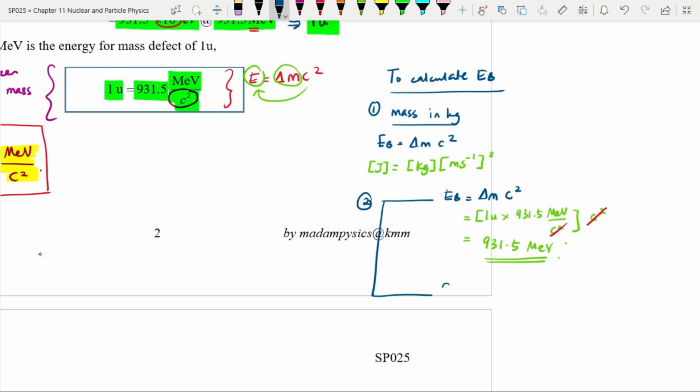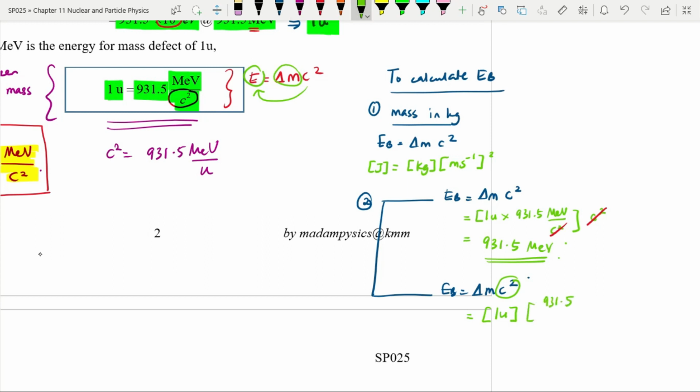So, sama juga kita gunakan formula M C square. So, apa yang kita nak buat adalah kita masukkan delta M dalam unit U juga, tapi kita tak convert. Okay, kita tak convert, kita darabkan C square ni. Okay, C square ni, kita rearrange formula ni. Okay, so untuk dapatkan C square, dia akan jadi 931.5 MeV over U. Maksudnya kita terus gantikan dia 931.5 MeV over U. So dengan cara tu kita boleh cancelkan dengan U. So kita akan dapat 931.5 MeV.